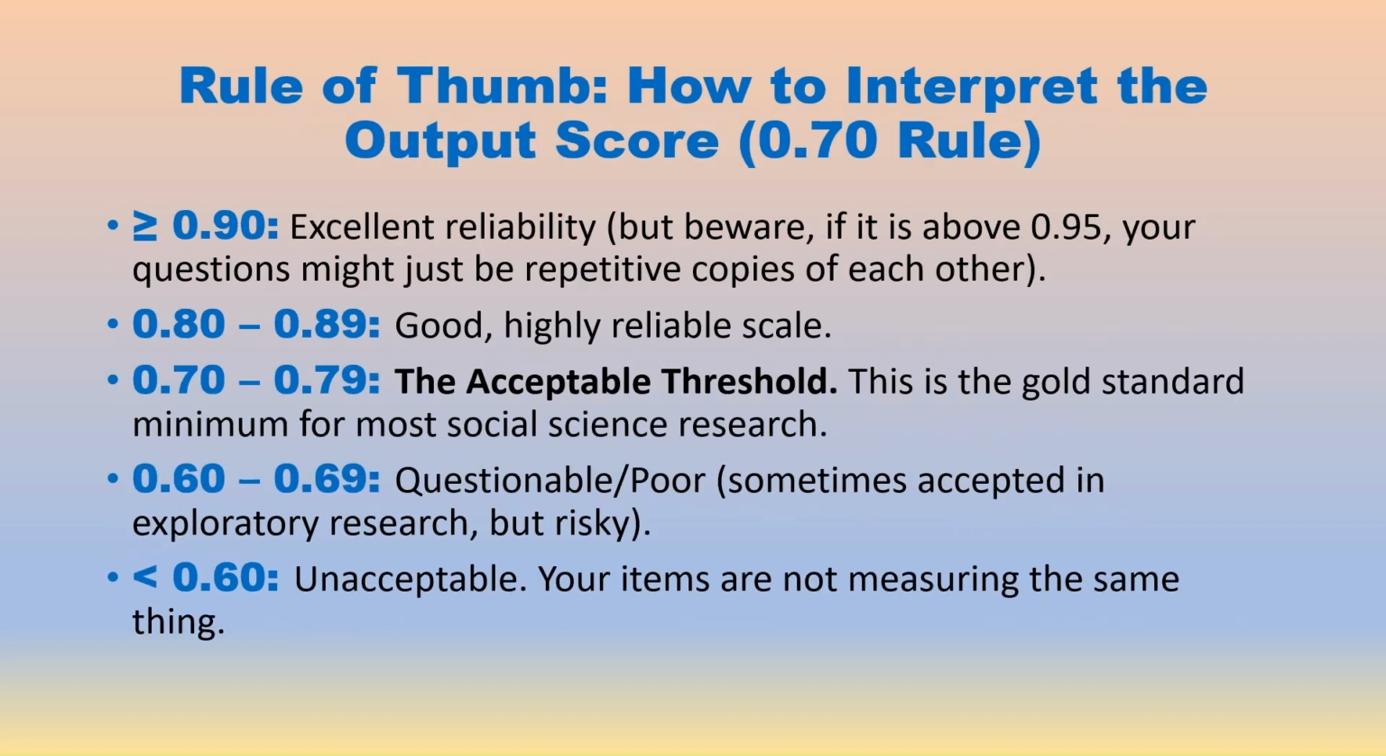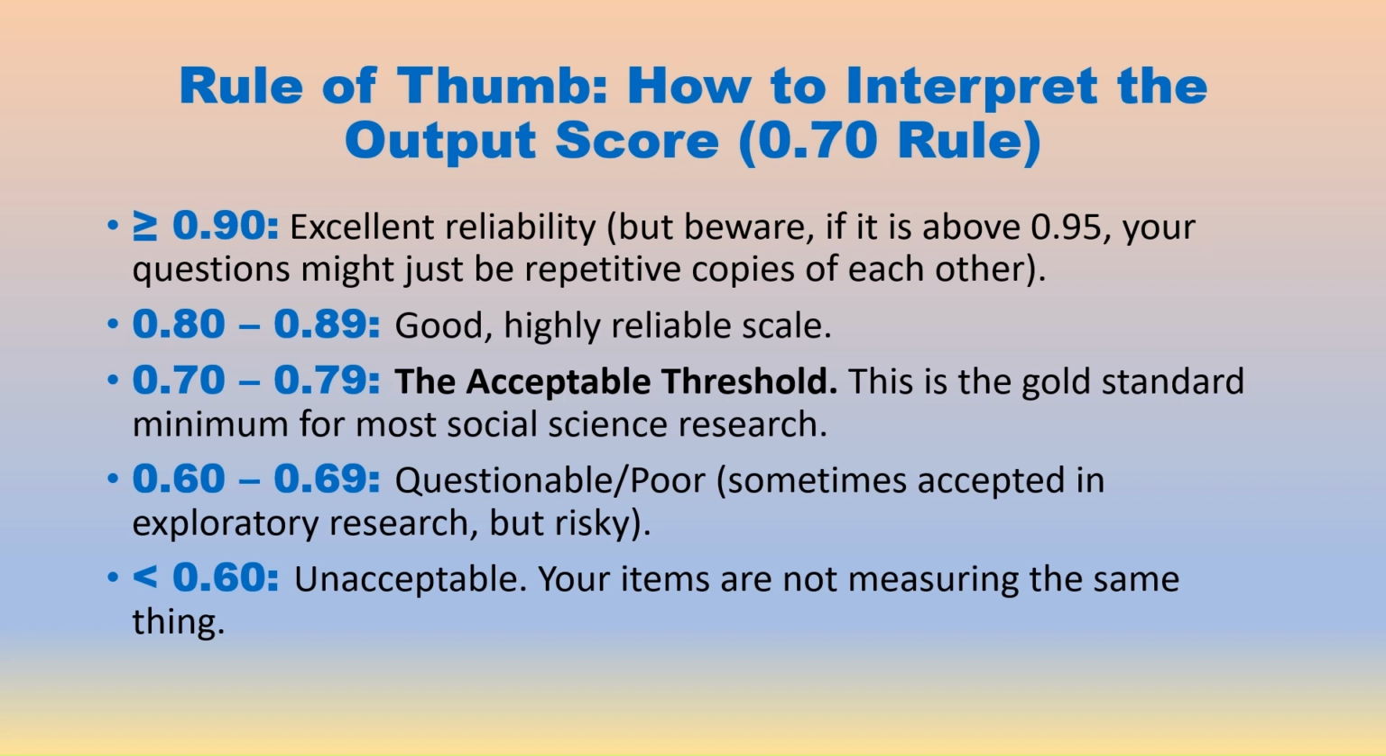Thumb rule. How to interpret the output score of Cronbach's alpha. If the score is greater than or equal to 0.9, excellent reliability. If the score is between 0.8 to 0.89, good, highly reliable scale. If the score is between 0.7 to 0.79, the acceptable threshold.